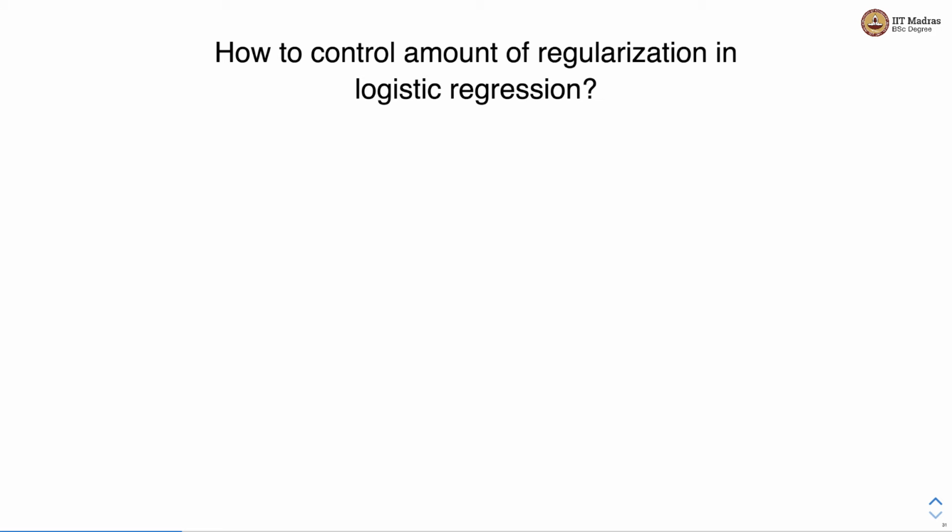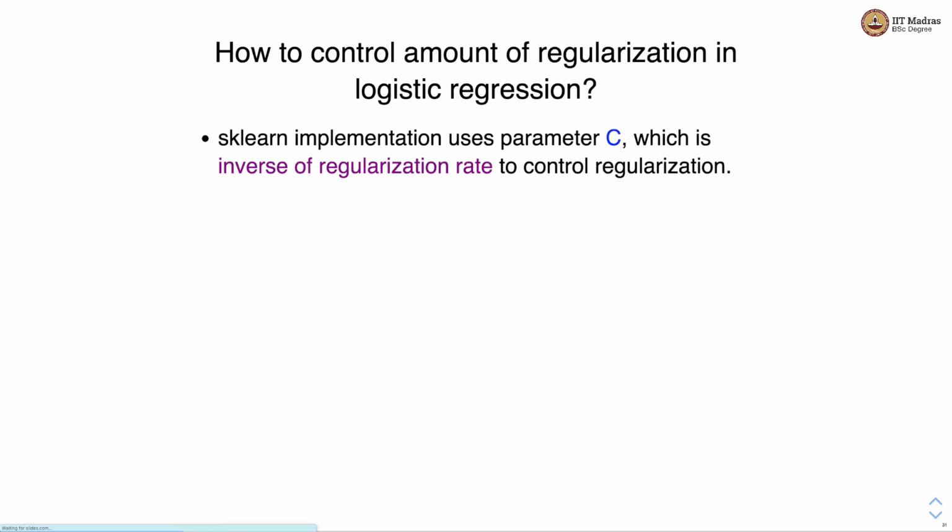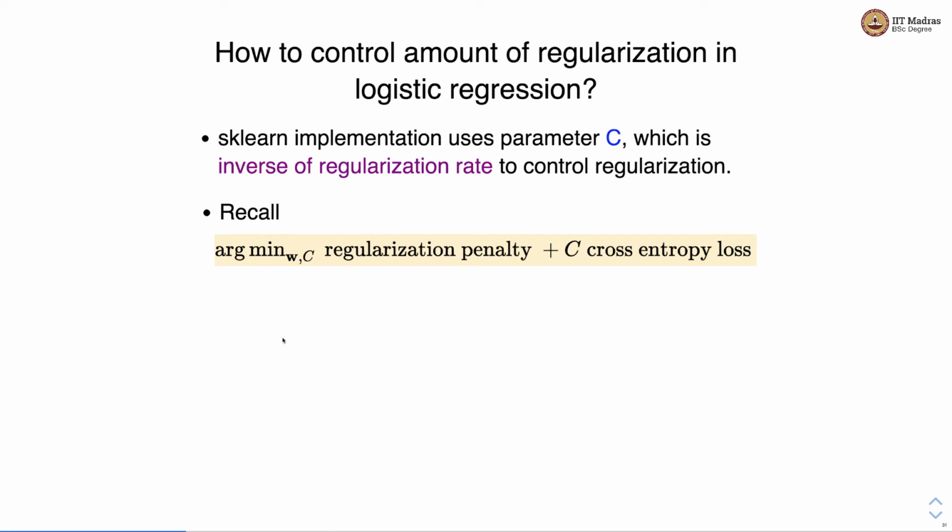Let's check out how to control the amount of regularization in logistic regression. As said earlier, the regularization is controlled via parameter C, which is the inverse of regularization rate. Recall that logistic regression optimizes the following equation, which is regularization penalty plus C times the cross entropy loss. It finds the W and C that minimize this particular expression.